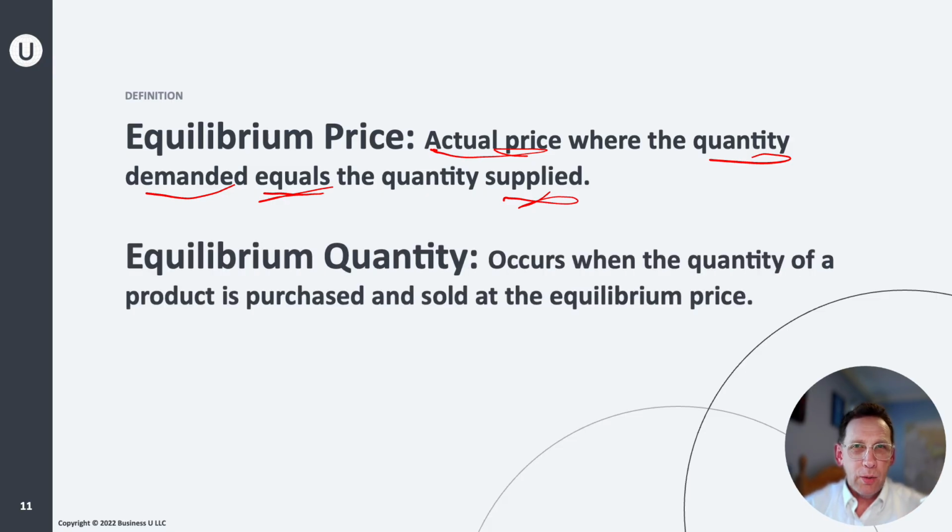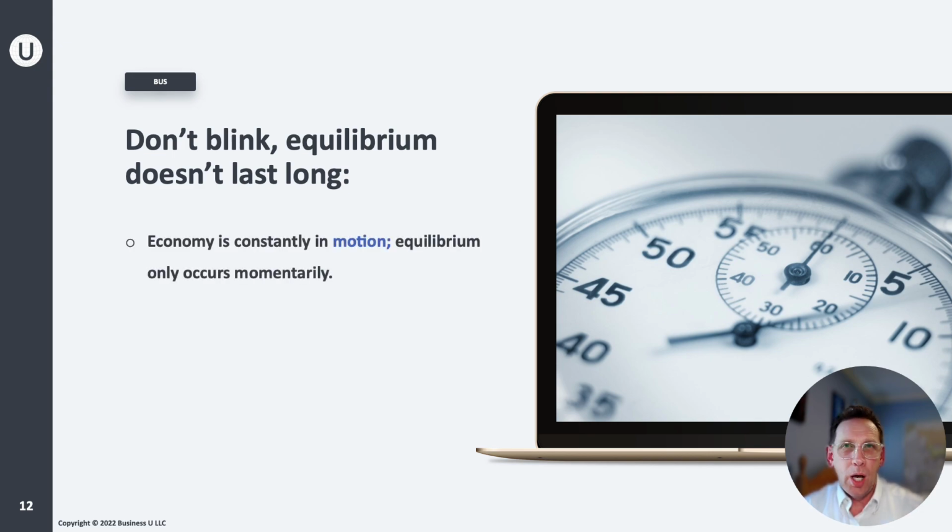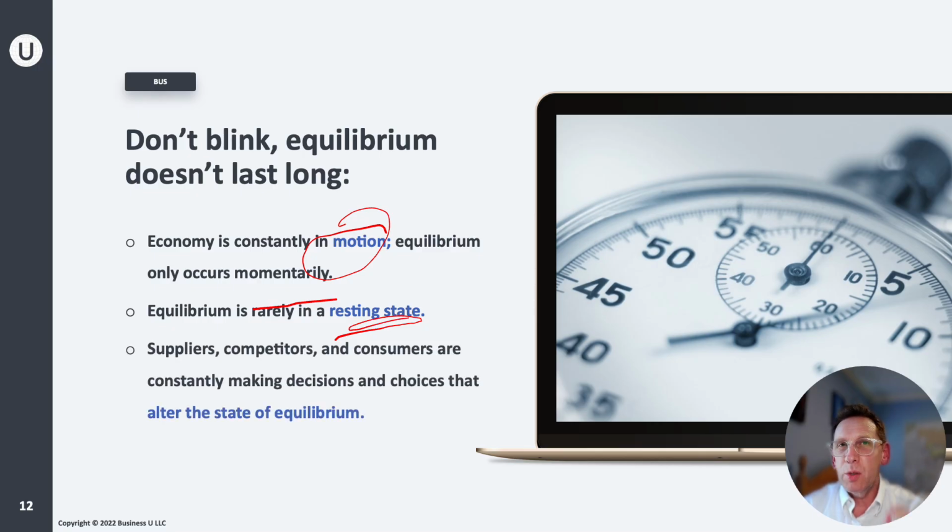Matching that is equilibrium quantity. This occurs when the quantity of a product is purchased and sold at the equilibrium price. Now you have to be careful. You don't want to blink because the equilibrium does not last long at all. The economy is constantly in motion and equilibrium only occurs momentarily. Equilibrium rarely has a resting state. Suppliers, competitors, and consumers are constantly making decisions and choices that alter the state of the equilibrium.